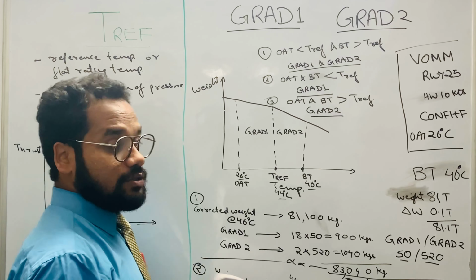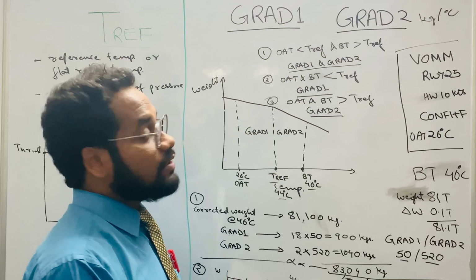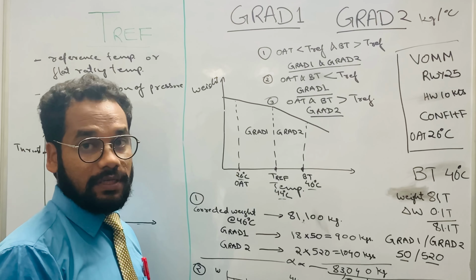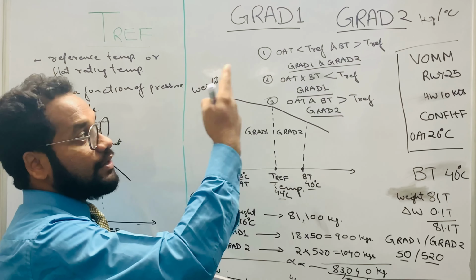I hope you are clear what grad correction is. Grad correction is the correction applied on the weight whenever you are extrapolating based on the temperature value. That means you are moving away from the chart value. In that case, the grad correction is applicable. What are the types? We have grad 1 and grad 2.